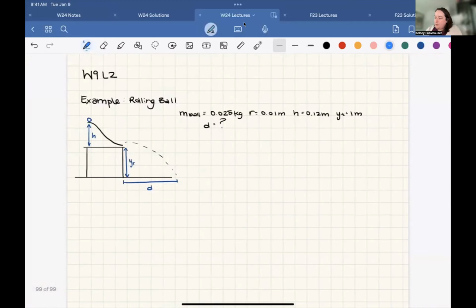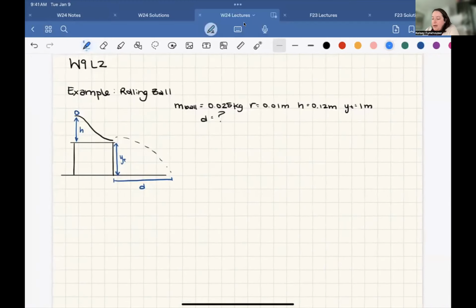So now let's do this other example problem of a rolling ball. So we have a ramp on a table, and there's a ball at the top of the ramp, and it's going to roll down and then off of the table. And we want to know how far it falls from the table. So we have the mass of the ball, which is 0.025 kilograms, the radius, which is 0.01 meters, the height of the ramp, which I do want to say in this diagram, the height is not to scale, because the height of the ramp and the table in my diagram are very similar. They are not, because the ramp is supposed to be 12 centimeters and the table is 1 meter.